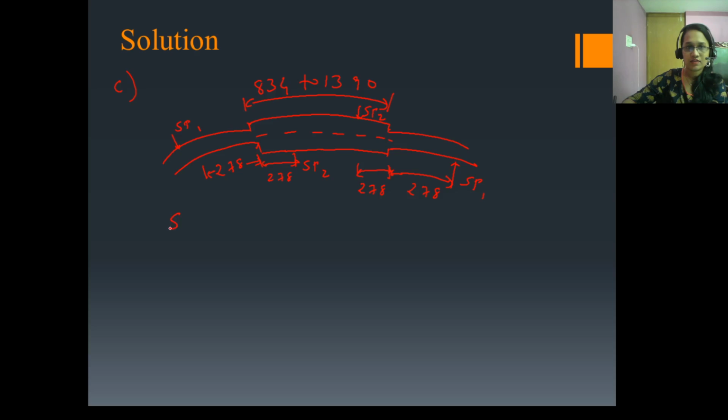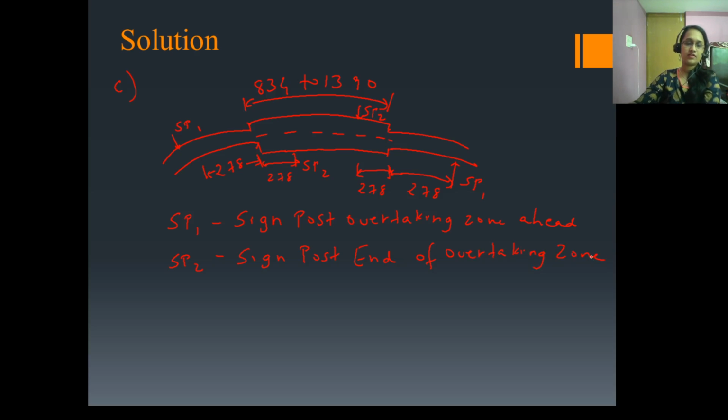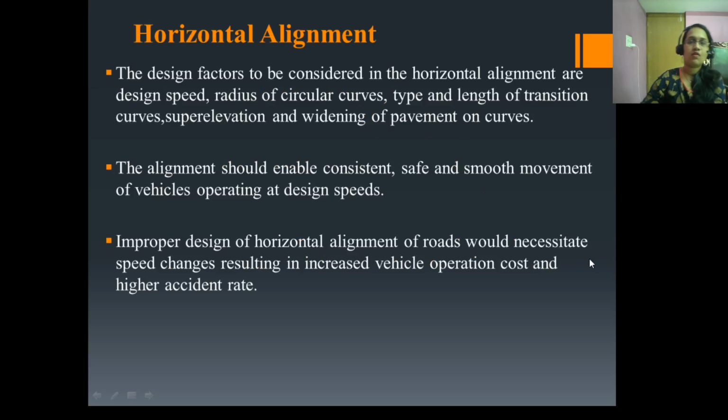So SP1 is the signpost overtaking zone ahead, and SP2 is the signpost end of overtaking zone. So this is the end of this problem. Next is the horizontal alignments.